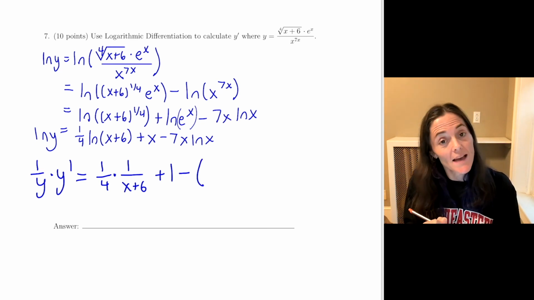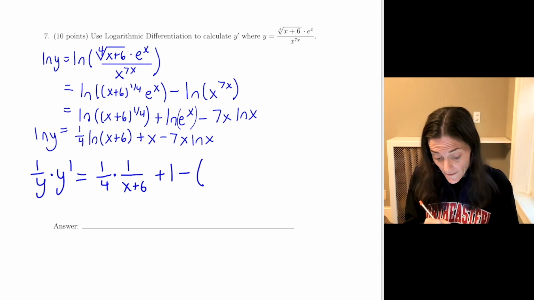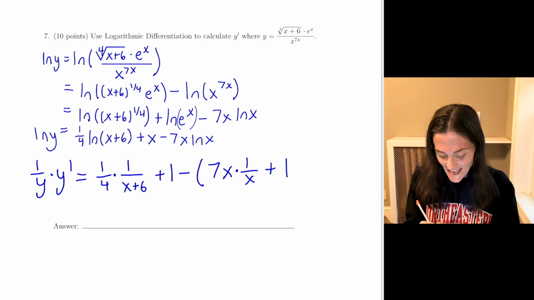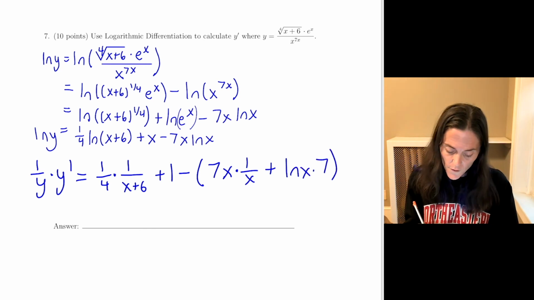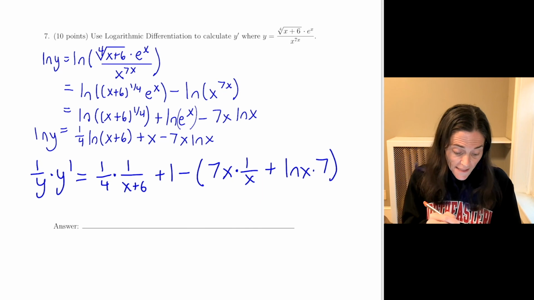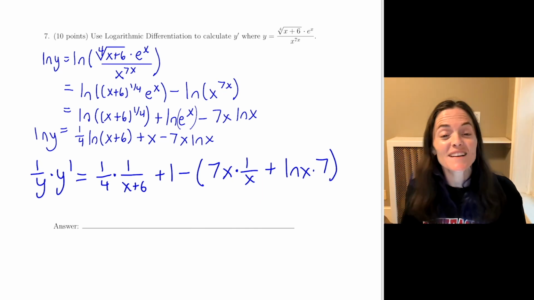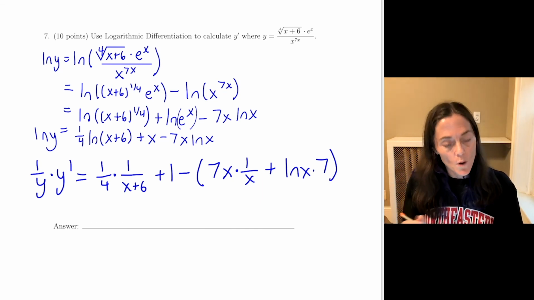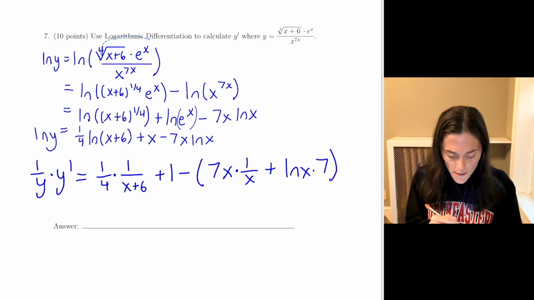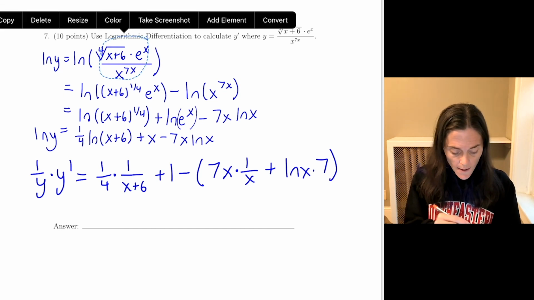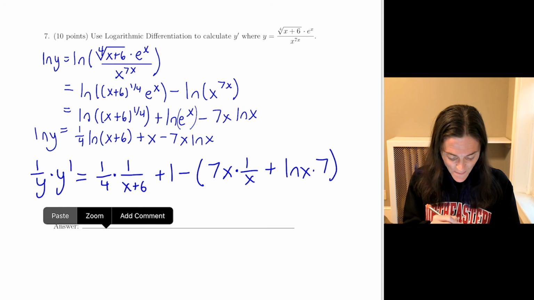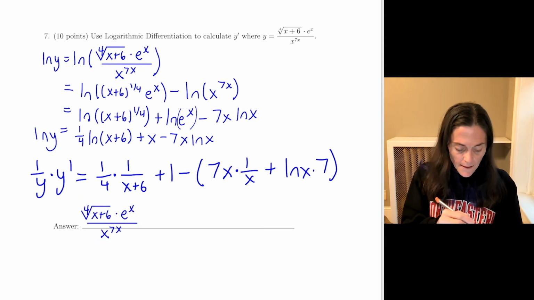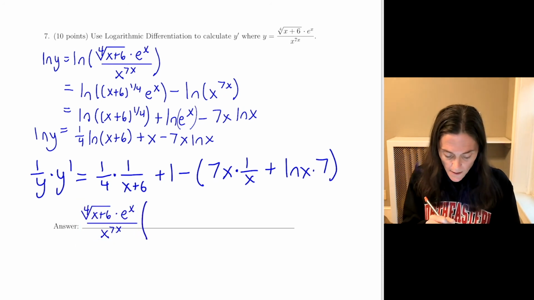7x, ln x. We have a product of two functions. So we have first derivative of the second plus the second derivative of the first. Well, that's it. This is fully differentiated. The last step, though, we want to multiply through by y. So I can take all of this. This is y, copy, and paste. And then I just recopy. So I have 1 divided by 4, x plus 6.